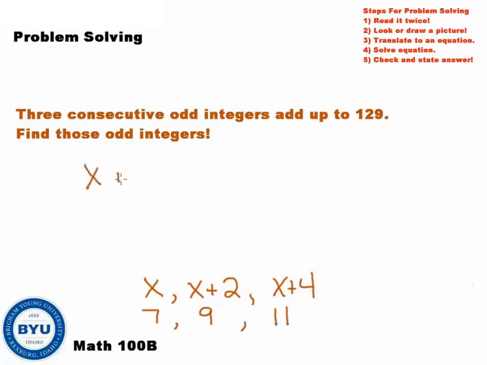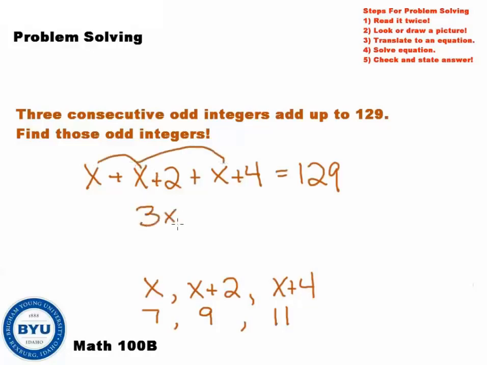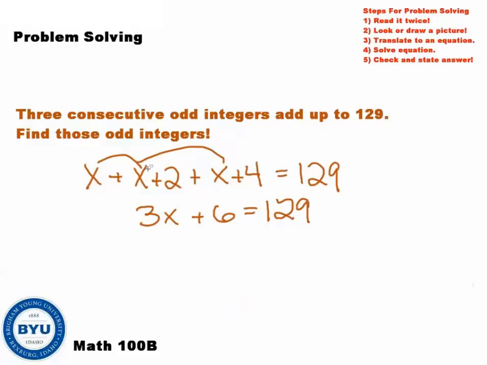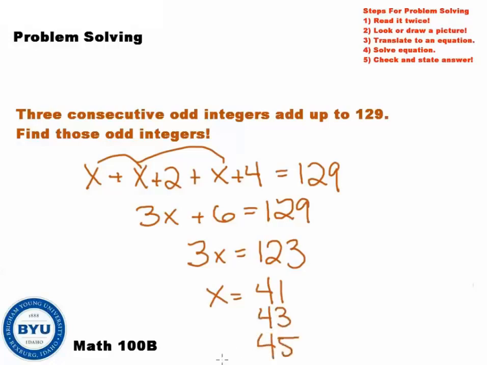We will use x plus (x plus 2) plus (x plus 4) equals 129. We'll then combine the like terms. We get 3x plus 6 equals 129. We then can subtract 6 from both sides to get 3x equals 123. We then divide 123 by 3 to find out that our first odd integer is 41, which means the next odd integer is 43, and the next odd integer after that is 45.